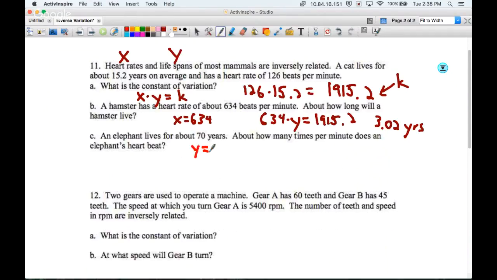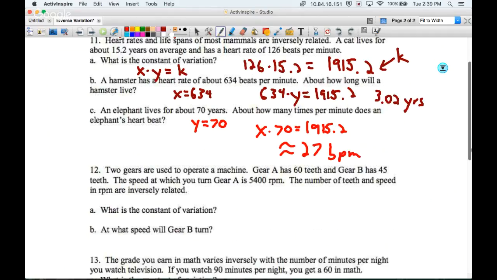Elephants live for about 70 years, so y equals 70. So x times 70 equals 1,915.2. We'll divide both sides by 70. So again, we're just dividing our constant, and we get about 27 beats per minute, approximately 27 beats per minute.